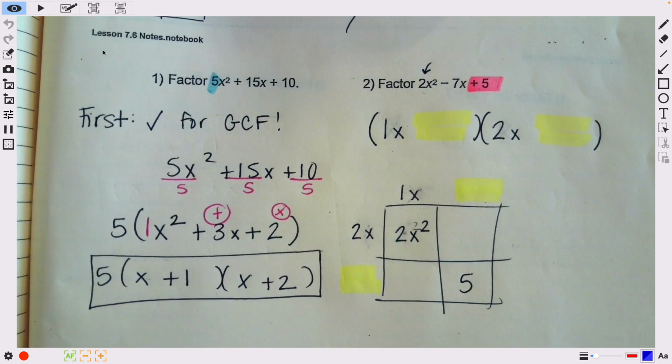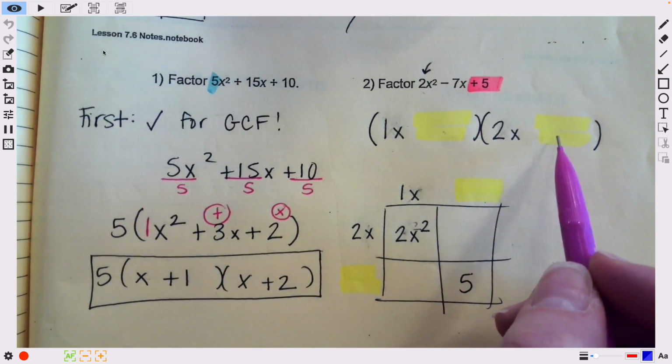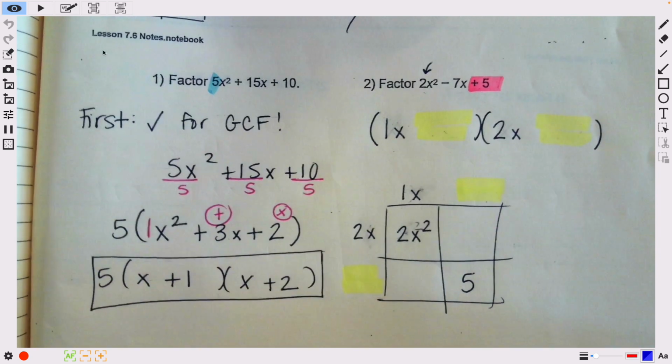It helps me when they're prime. Really helps me when they're prime. Because again, what is the only way to multiply to 5? 1 and 5. Okay, but here's where guess and check comes into play. Because I don't know which one goes with the 1 and which one goes with the 5. Like I don't know if the 1 goes here and the 5 here or the 5 and the 1 here.